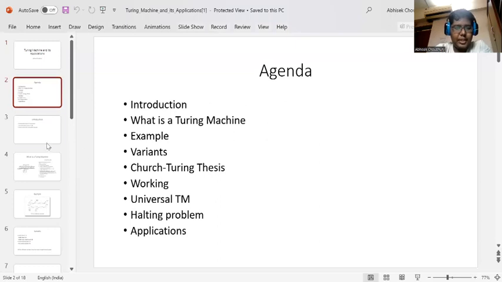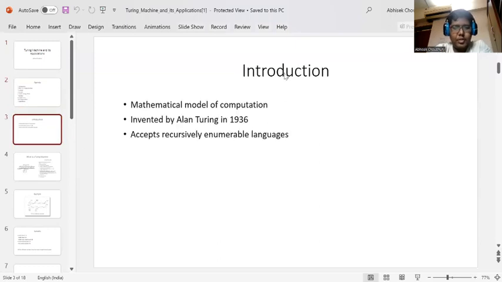This is the agenda of the presentation. So, first, we'll talk about Turing machines. Turing machines are a mathematical model which was invented by Alan Turing in 1936. This is a very important concept in theory of computation. And they accept recursively enumerable languages, which are languages which can be generated by type 0 grammar.